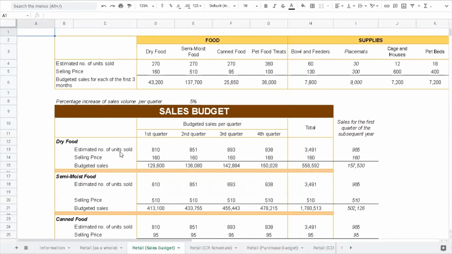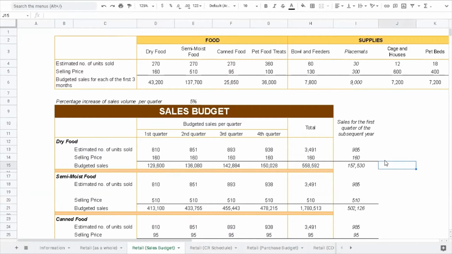As per the per product computation, let's see the sales budget for dry food. The estimated number of units sold for the first quarter of 810 is taken from multiplying the estimated number of units sold 270 times 3. Then, each of the estimated number of units sold for the succeeding quarters are also increased by 5%. The selling price is constant, so the budgeted sales for the first quarter is 129,600, and the same method applies for the other quarters, resulting to an annual budgeted sales for dry food of 558,592.